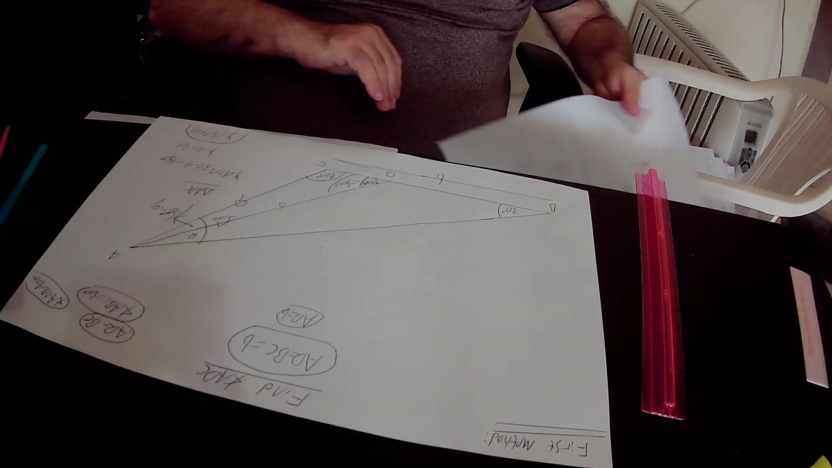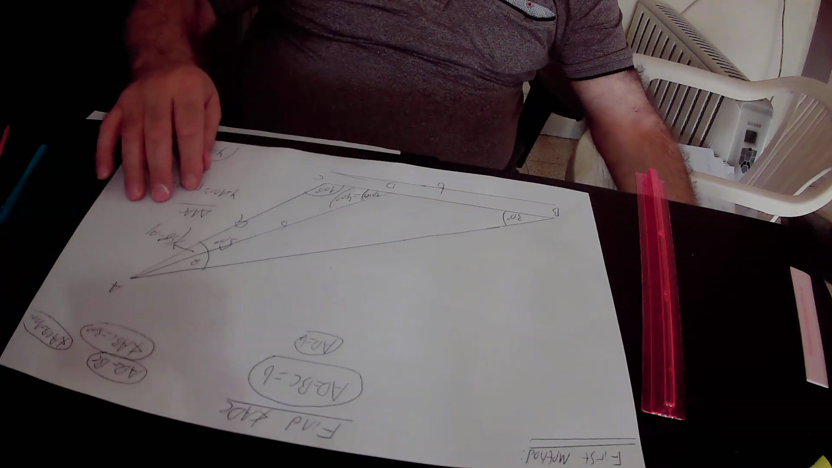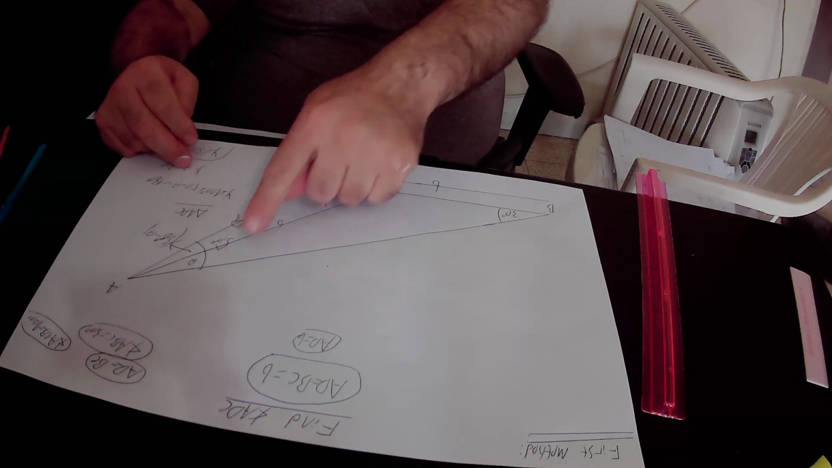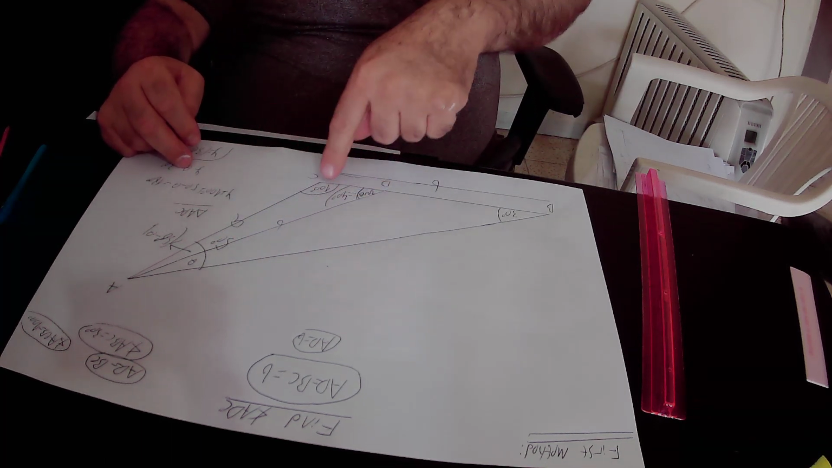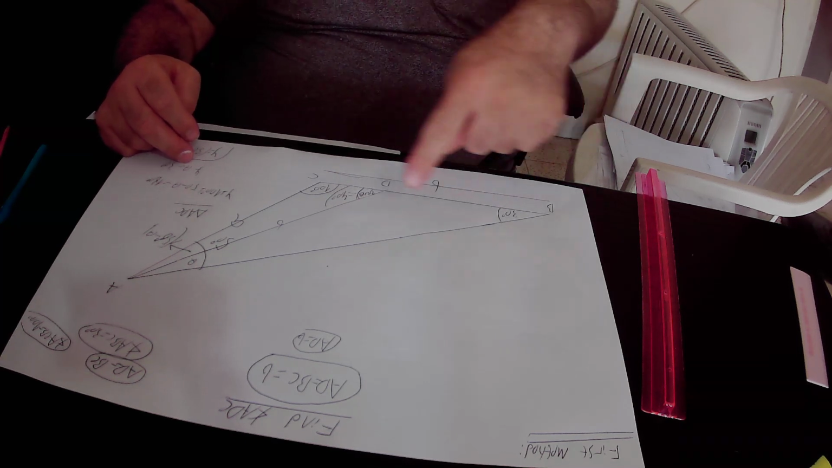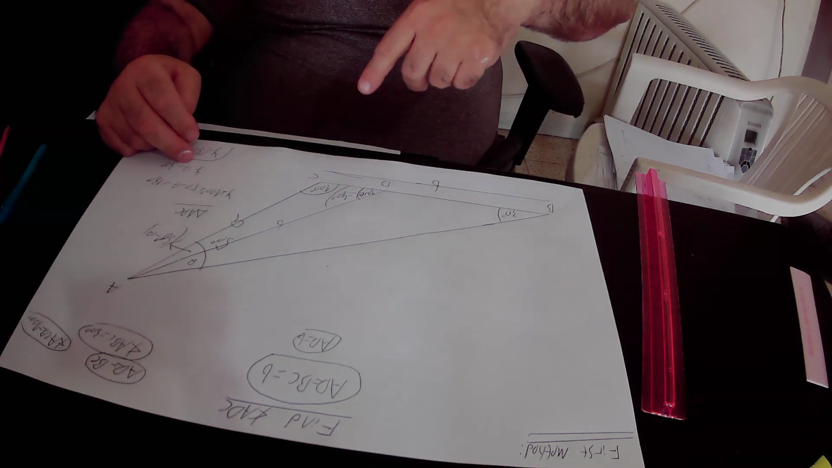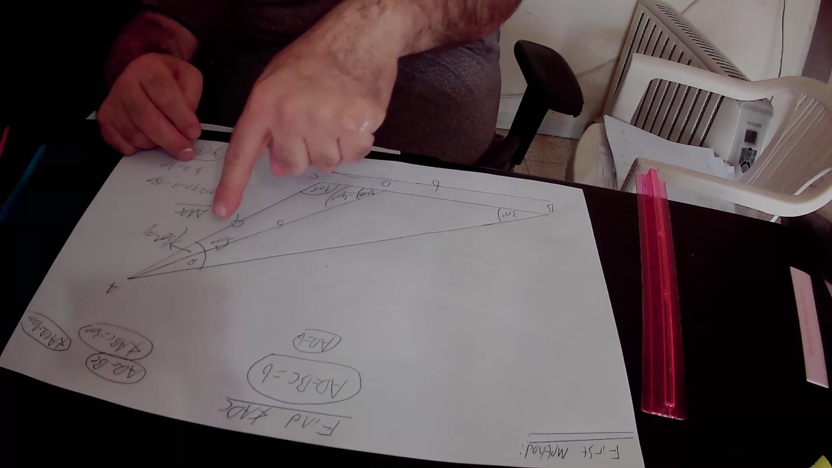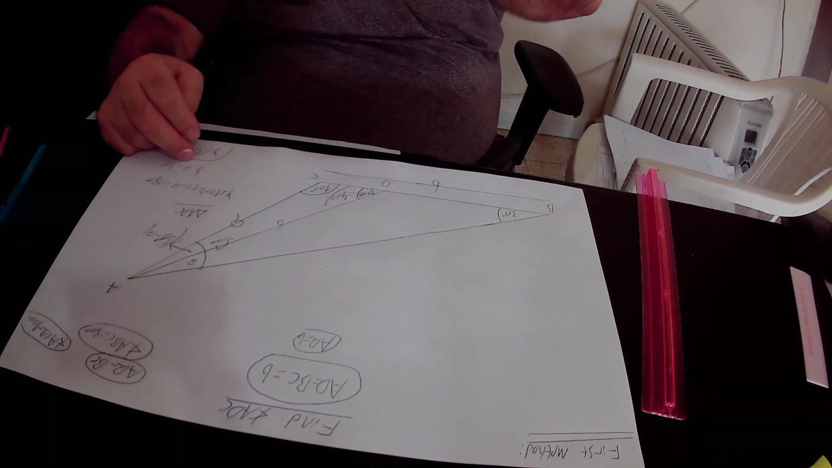But before that, we have already found out that angle BAC equals 50 degrees. This angle equals 50 degrees. So if we define angle BAD as theta, then 50 degrees minus theta will be the value of angle DAC. So angle DAC equals 50 degrees minus theta.